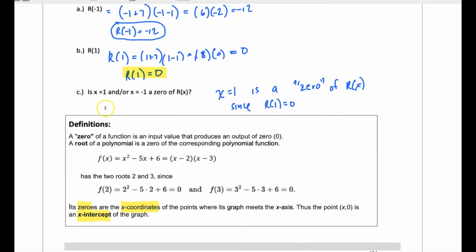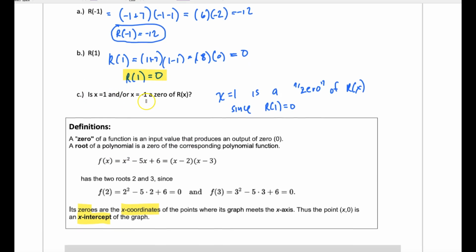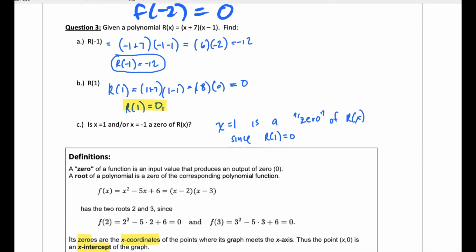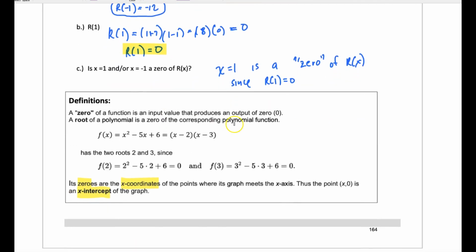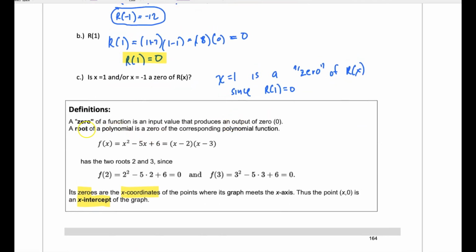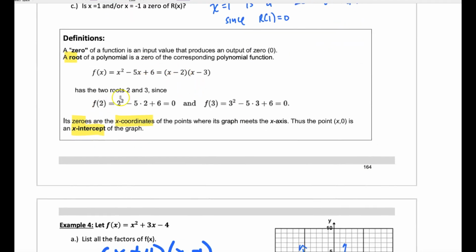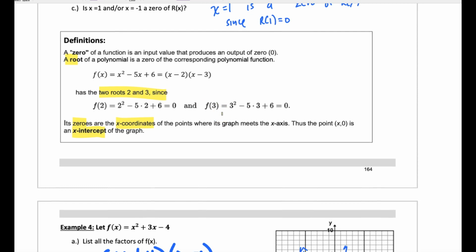And here's the definition. Is x equals 1 or x equals -1 a 0? And x is 1 is a 0, since when you plug 1 into the equation, your answer is 0. You got to be careful again with that language there. But a 0 is also known as a root, but it's an input value that produces an output of 0. So in these cases, you can see 2 is a 0 and 3 is a 0, because when you substitute those in, you get an answer of 0. Those are also called roots of the equation or the function.